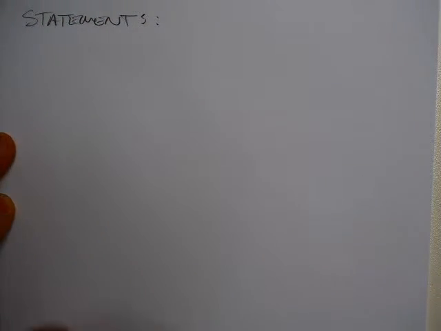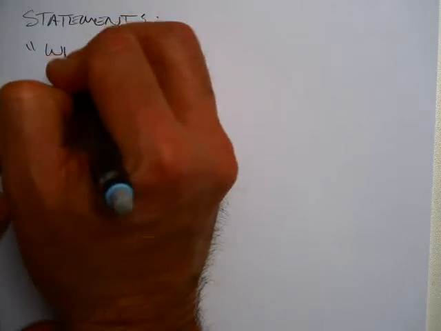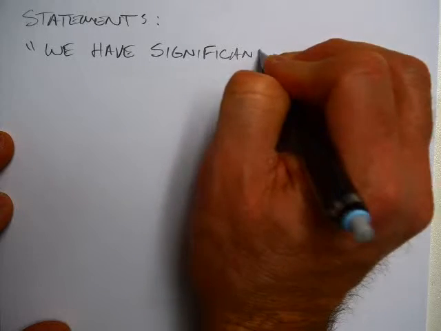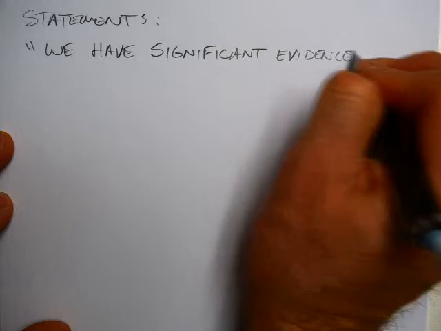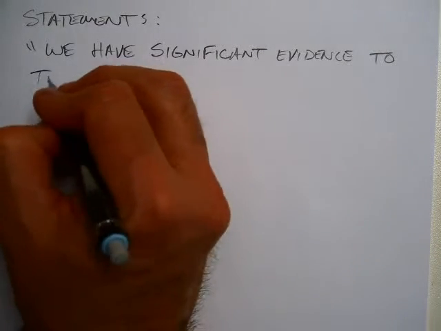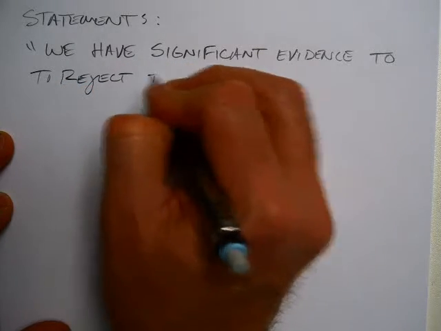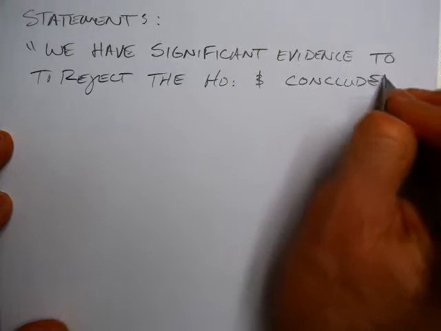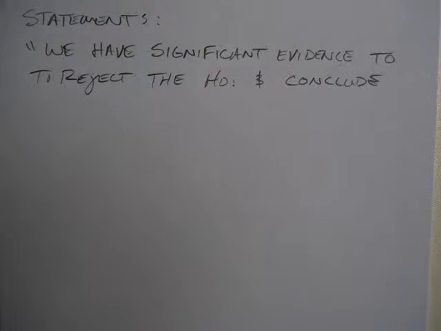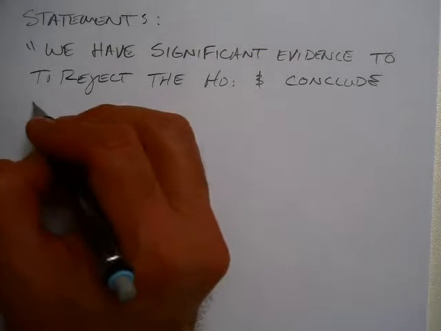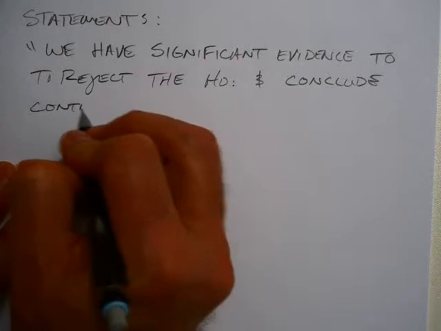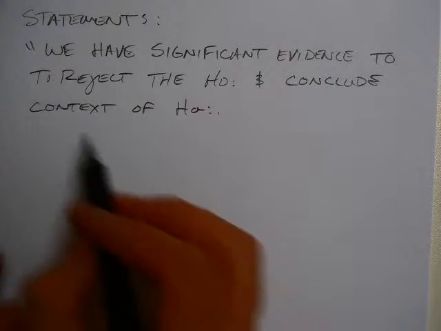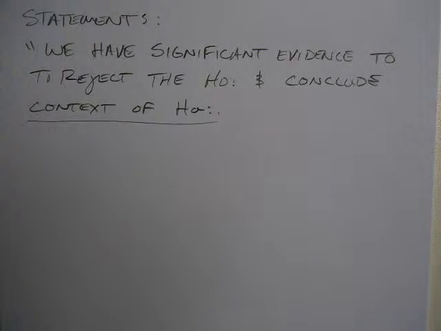Your statement should look something like this. If we're rejecting, we have significant evidence to reject the null and conclude, and then we want to say something about the context of the alternate, that the alternate is true. And then the context is huge.